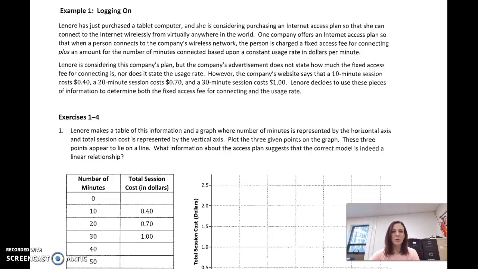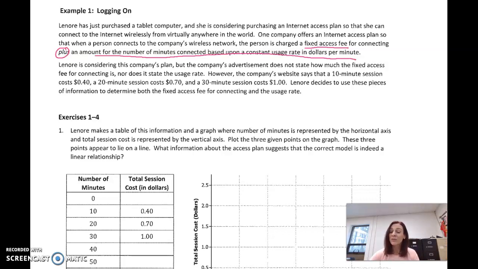So Lenore just purchased a tablet computer and she considered purchasing an internet access plan so she can connect virtually anywhere in the world. So one company offers a plan so when a person connects to the company's wireless network, they're charged a fixed access fee plus an amount for the number of minutes connected based on a constant usage rate in dollars per minute. Okay, so we're going to pay something per minute plus a fee. So she's considering it, but they don't tell us what the fee is. That's what it says here.